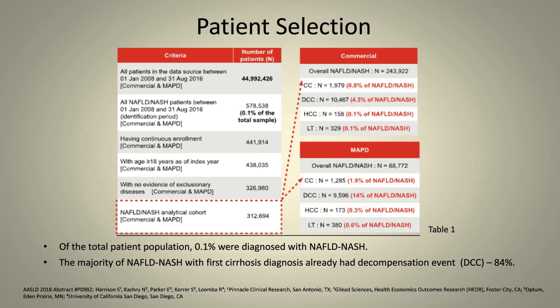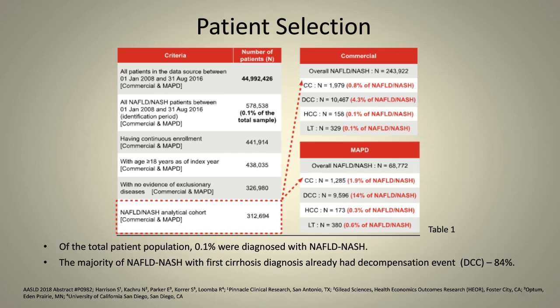It was the same for Medicare Advantage Part D. Majority of patients presented with decompensated liver disease. Now, if you looked at the total population, only 0.1% were diagnosed with NAFLD and NASH, but the problem is those 84% of them already had decompensated disease. What this tells me is we're not doing a good enough job of identifying these people early when we can impact their disease.